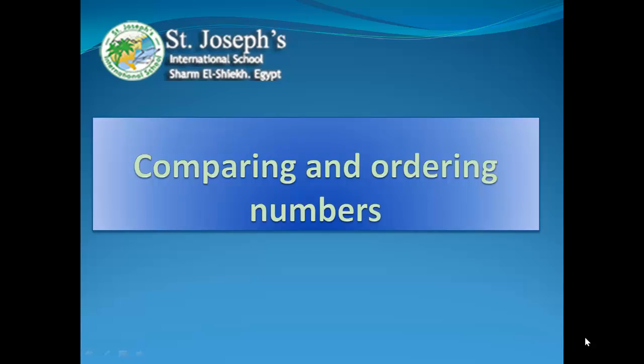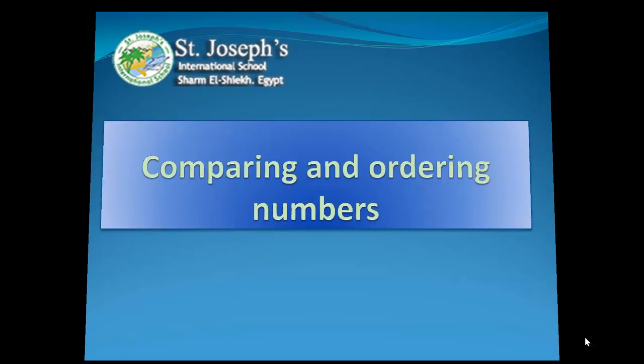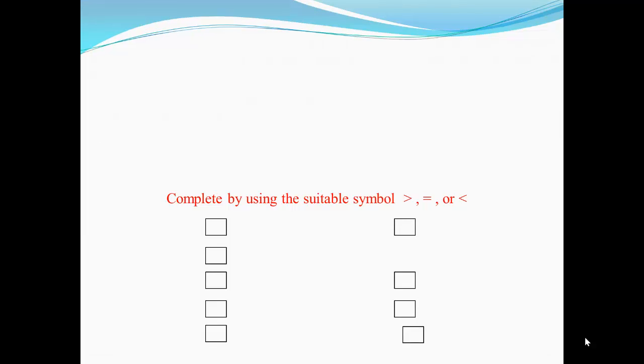Hello, Prime Minister. Let's complete our sessions and our revision, and let me start by comparing and ordering numbers. When we compare between numbers, why do we compare? We compare to discover which is greater, which is smallest, and which are equal to each other. So I have three signs: greater than, smaller than, or equal to.